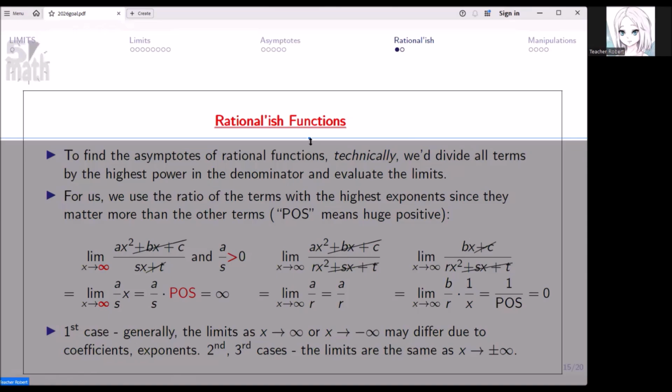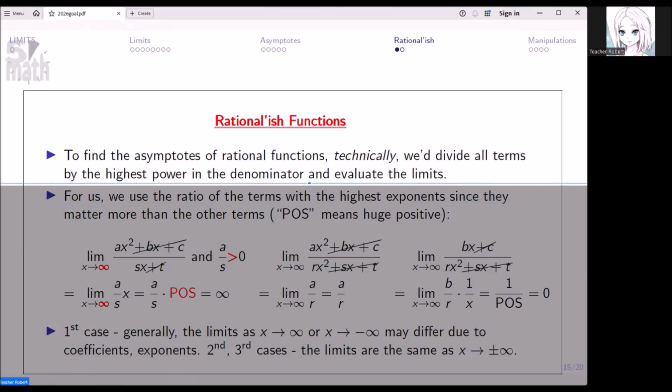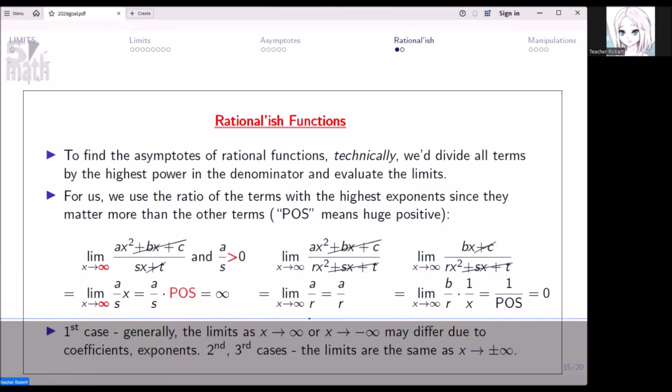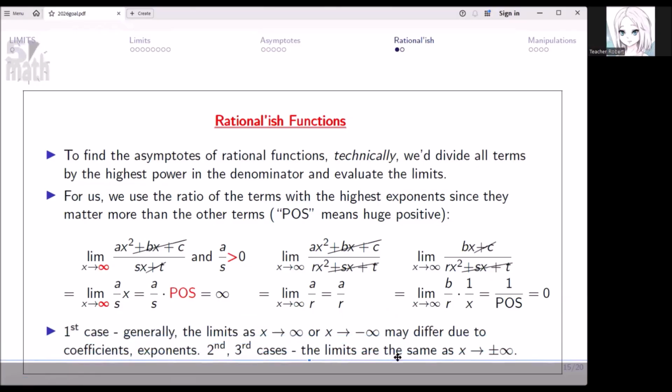Rational-ish functions. To find the asymptotes of rational functions, technically we divide all terms by the highest power in the denominator and evaluate the limits. For us, we use the ratio of the terms with the highest exponents, since they matter more than the other terms. Pos means huge positive. We have the following. First case, generally, the limits as x approaches infinity or x approaches minus infinity may differ due to coefficients and exponents. Second and third cases, the limits are the same as x approaches positive or minus infinity.